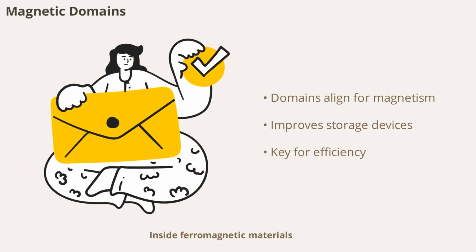Inside ferromagnetic materials, tiny regions called domains act like small magnets. When these domains align, the material becomes magnetized. Understanding domain behavior is essential for developing better magnetic storage and improving the efficiency of magnetic devices.